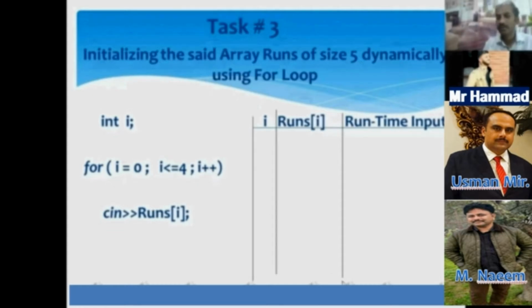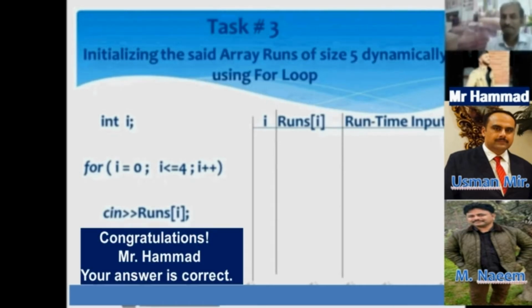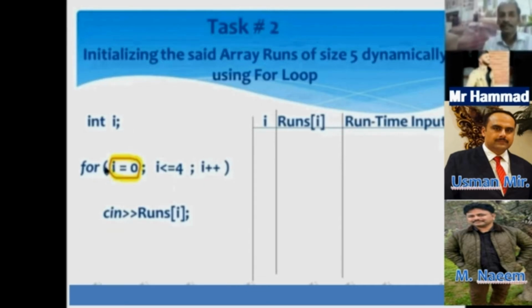Now, Mr. Hamad, question to you. In the for loop statement, the control of execution will be shifted to which statement? Sir, initialization statement. That is great. Now, in the for loop statement, the control is at the initialization statement, and this initialization statement is under execution.